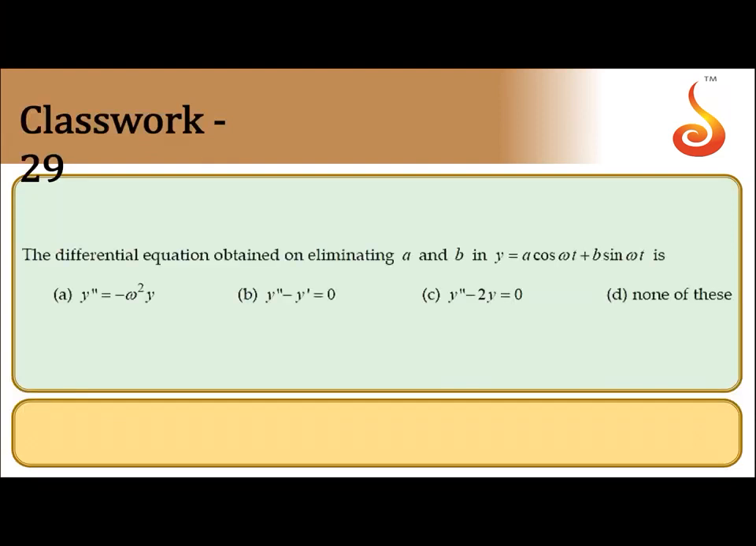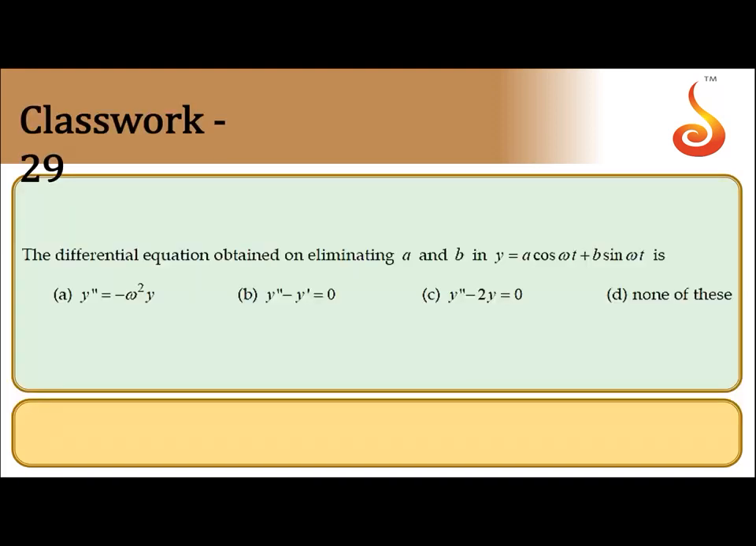Next, the 29th. The differential equation obtained by eliminating a comma b in the equation y is equal to a cos omega t plus b sin omega t. Yes, differentiate twice and you'll get the required answer y double dash. Y is equal to a cos omega t plus b sin omega t.